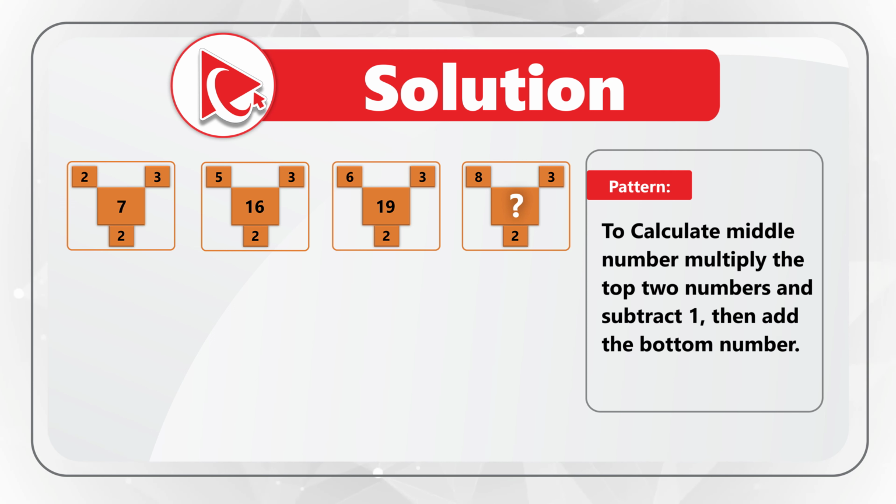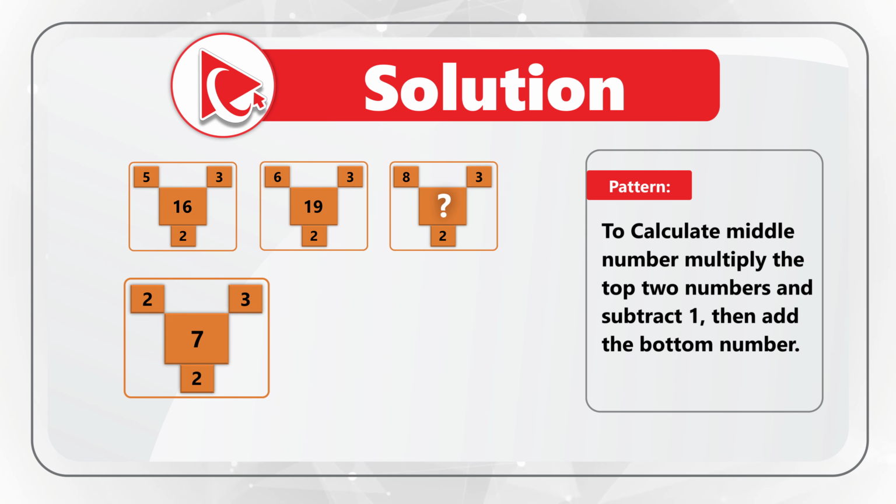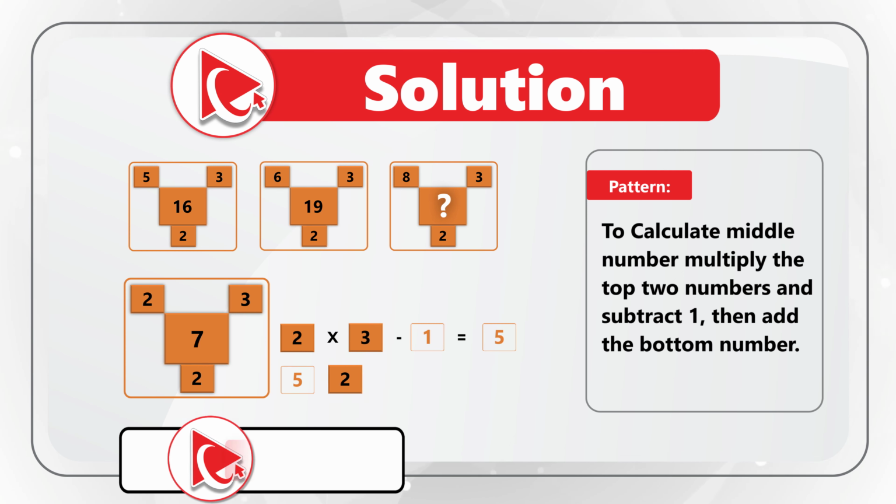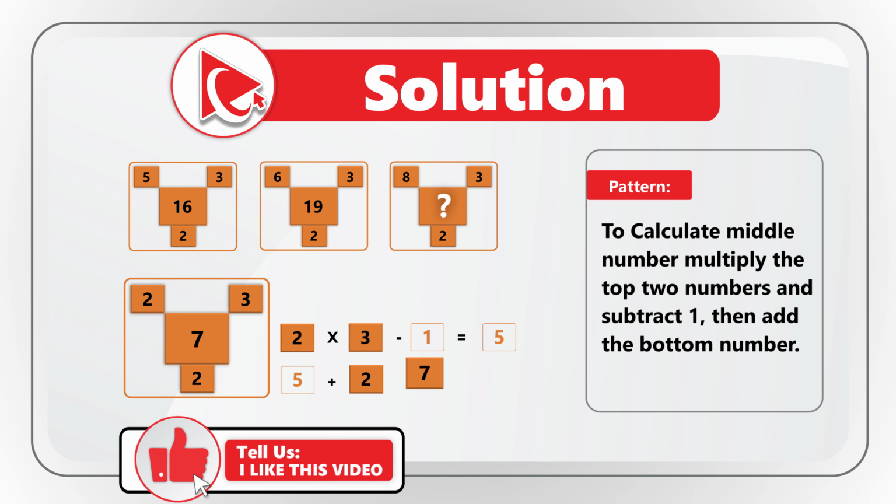Then add the bottom number. Let's look at the first shape to confirm the logic. 2 multiplied by 3 minus 1 equals 5. 5 plus 2, which is the bottom number, equals the middle number, which is 7.